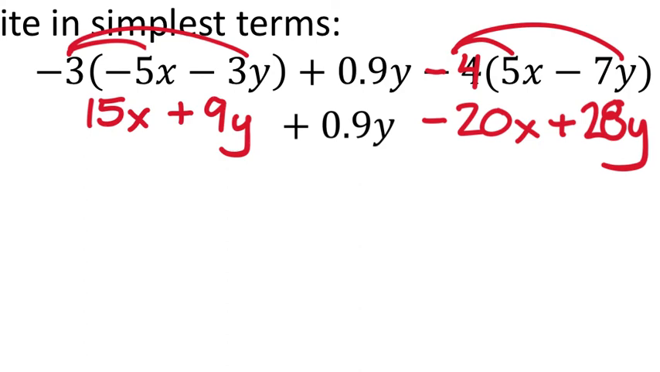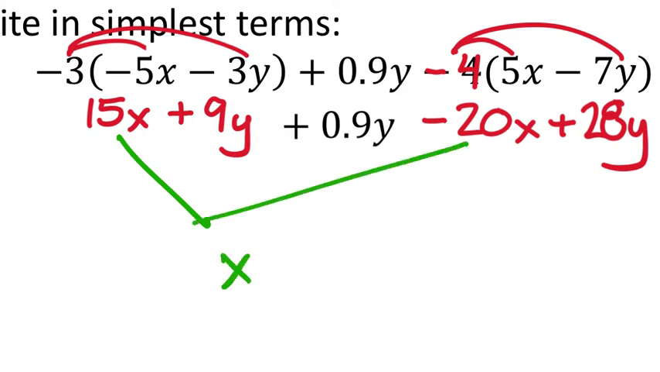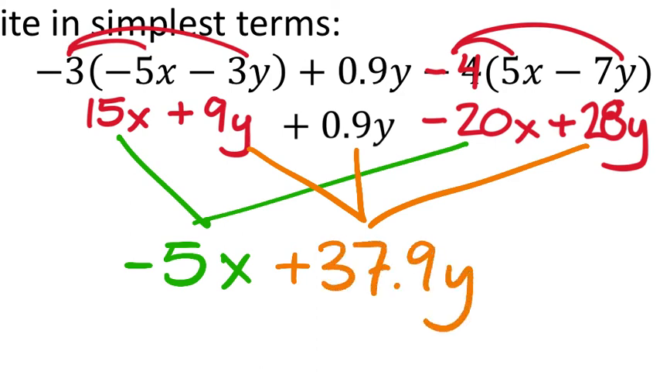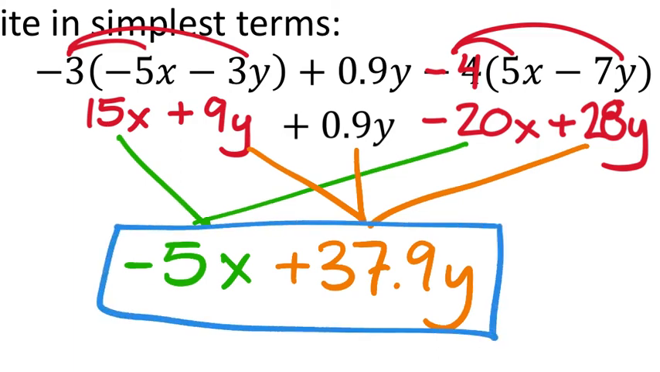So I'm ready to start combining like terms. I have my x terms, right? 15x's and just negative 20x's. That would result in negative 5x's. And we have all these y's. I got 9y's, 0.9y's, and 28y's, which appears to be positive 37.9 of the y's. And that decimal's okay. Some students get a little unnerved by it, but it's all right to have decimals in your answer.